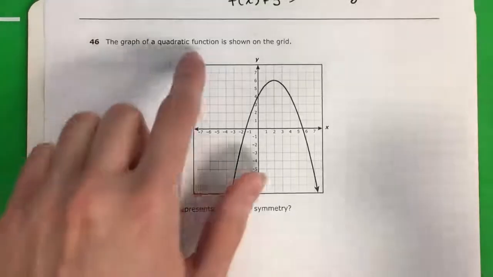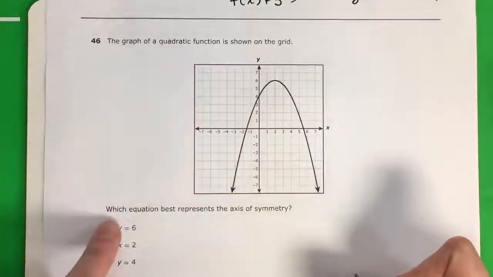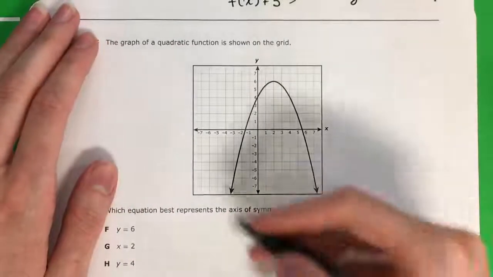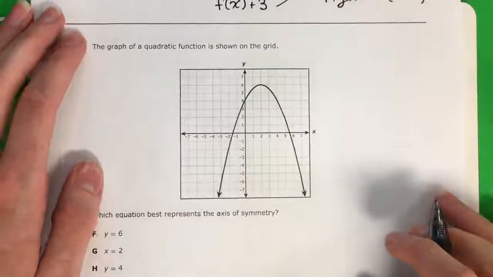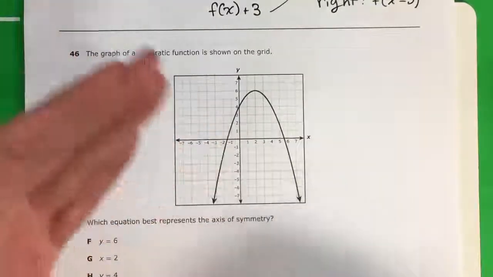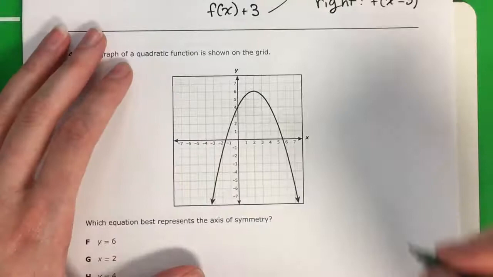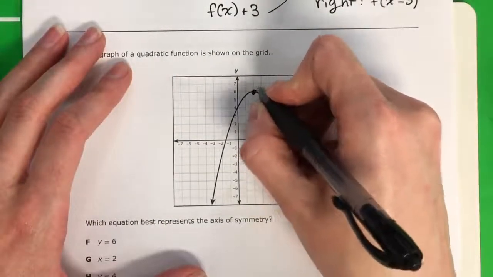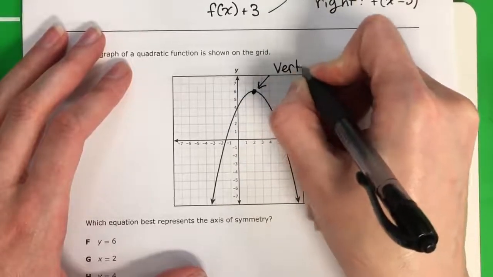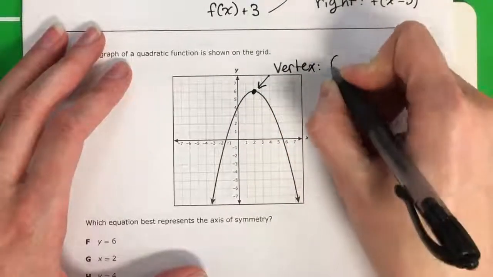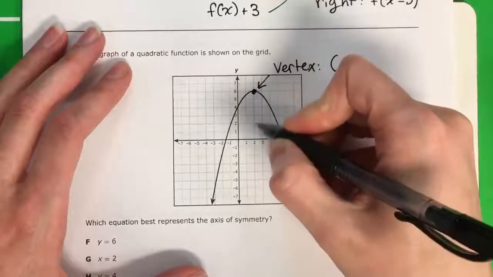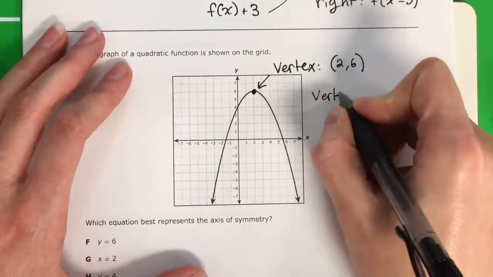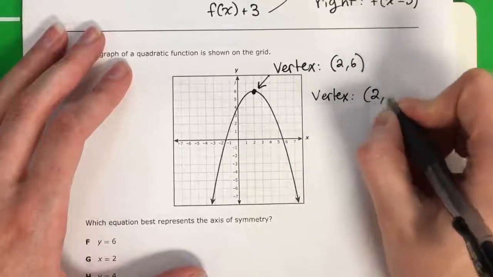The graph of a quadratic function is shown on the grid. Which equation best represents the axis of symmetry? Okay, so here I have a quadratic function or a parabola, and I'm going to do the whole thing out for you so it's easy for you to understand. We're going to find the most important point, which is the vertex. The vertex is right here in the middle, and that is 2, 6. So let's do vertex 2, 6.